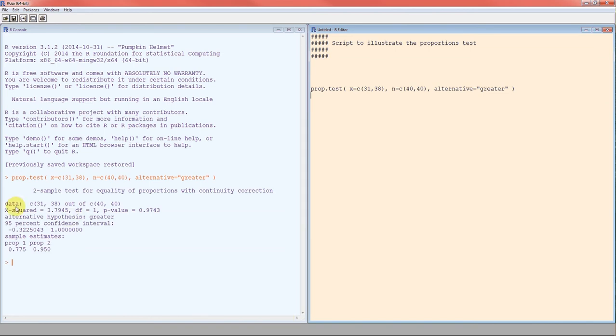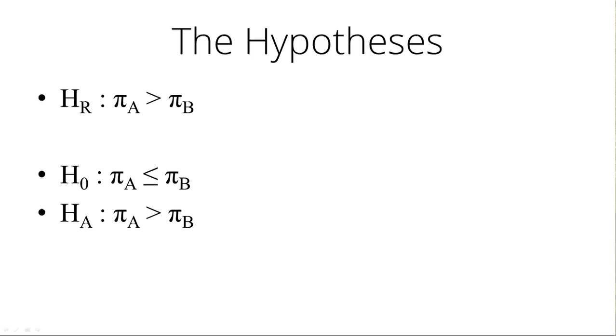If we look, chi-squared is our test statistic. The p-value is 0.9743. Because p is greater than alpha, that means we cannot reject the null hypothesis, which means that the data supports the null hypothesis. And since the data supports the null hypothesis, that means the data supports the hypothesis that the proportion of drivers in A breaking the law is less than or equal to the proportion of drivers in B breaking the law.